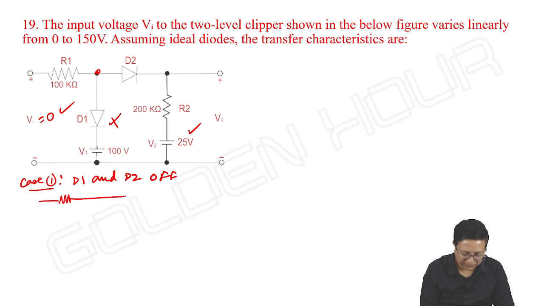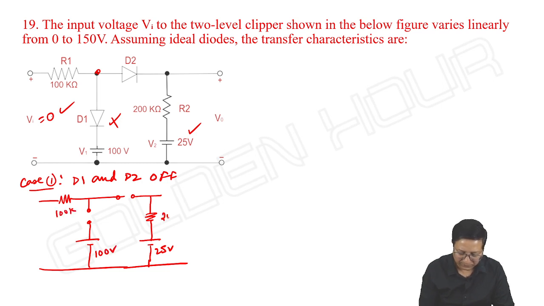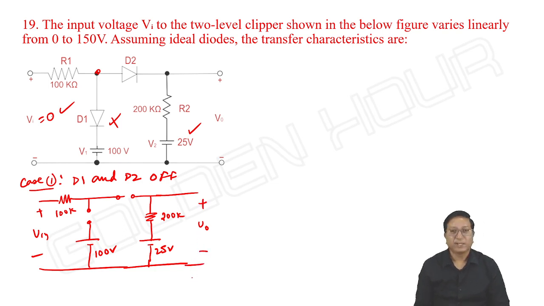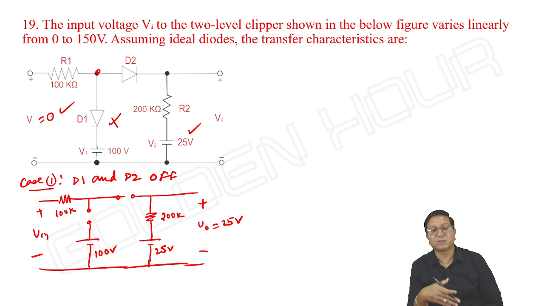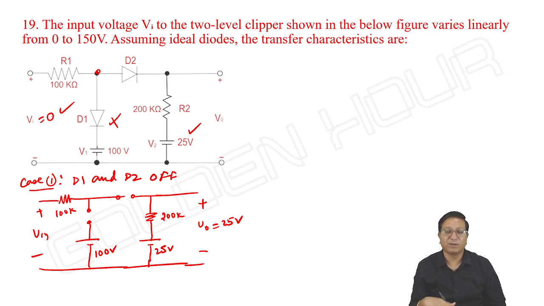Then the circuit has 25 volts, 100 volts, 100k, 200k, input, output. Okay, then what is the output? It is 25 volts. The reference voltage we are using is appearing as the output.